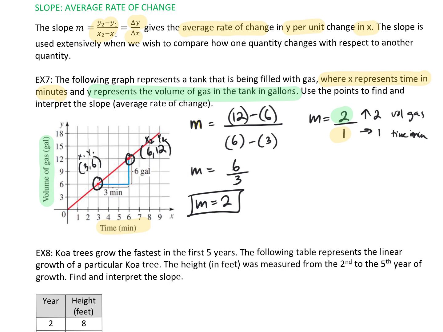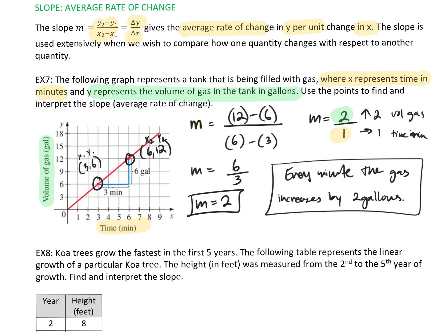So you could say every minute, what happens with the gas? It increases by 2 gallons. So the gas increases by 2 gallons. And there are other ways to write that sentence, but again, the main concept here is as the gas goes up 2 units, time goes up 1 unit. And that's the average rate of change.